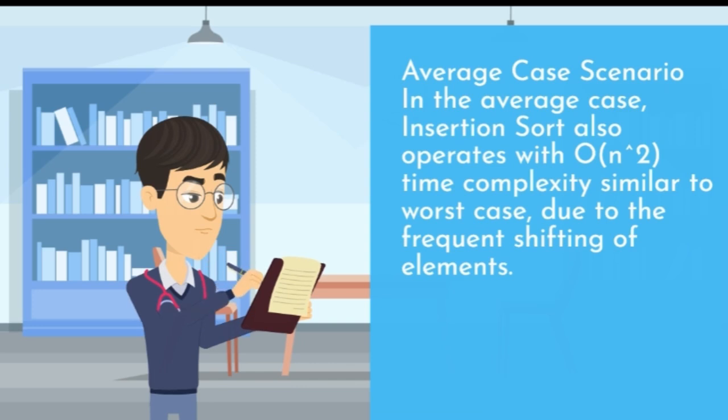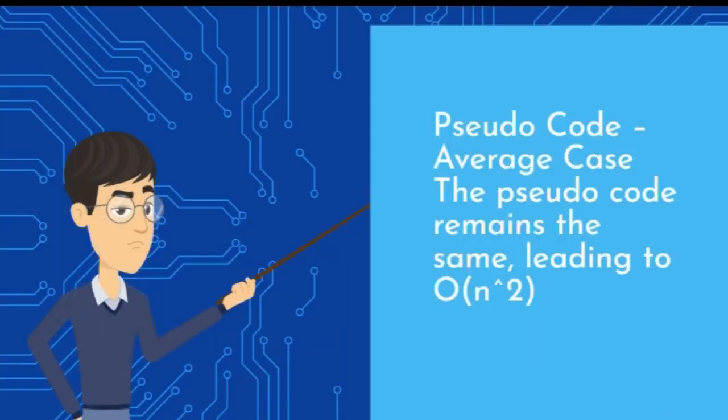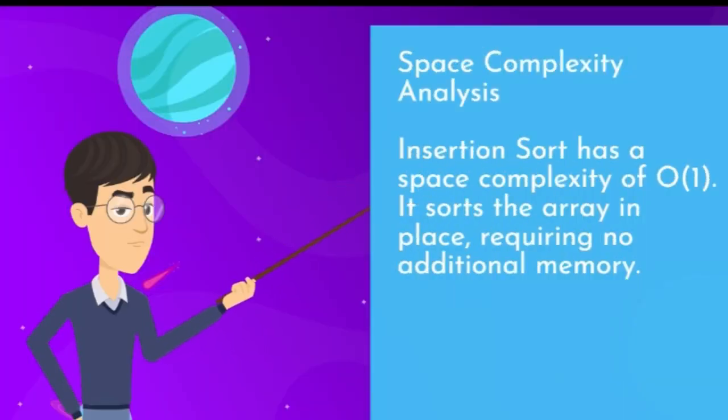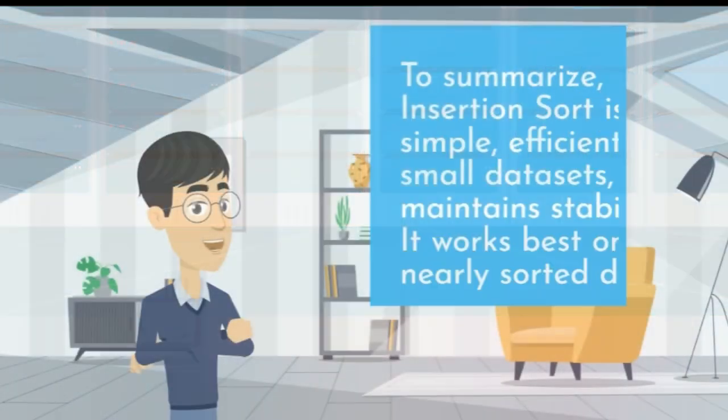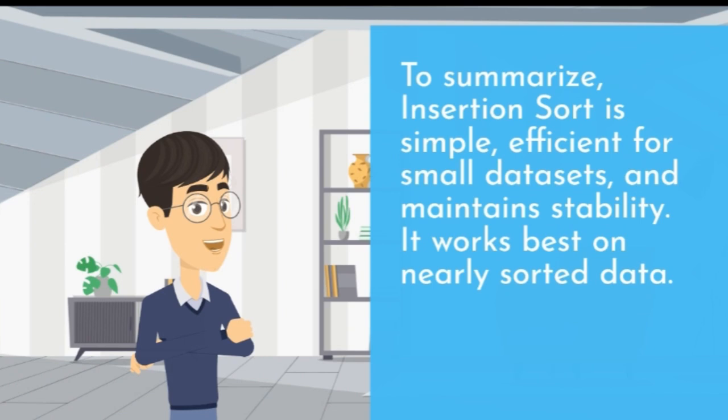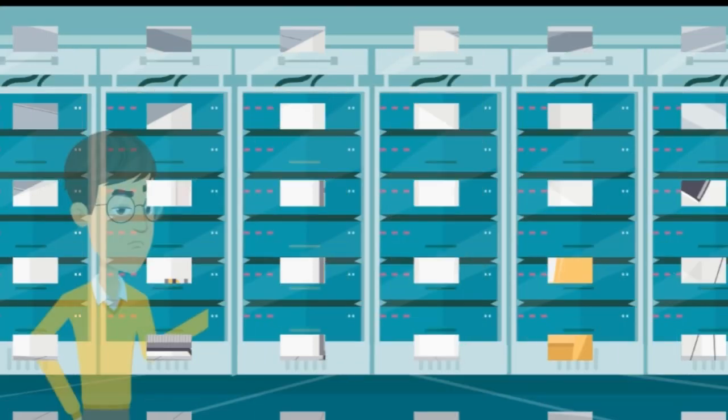In the average case, insertion sort also operates with big O of n squared time complexity, similar to the worst case due to the frequent shifting of elements. The pseudocode remains the same, leading to big O of n squared. Insertion sort has a space complexity of big O of 1. It sorts the array in place, requiring no additional memory. Insertion sort is stable, meaning it maintains the relative order of elements. It is simple, efficient for small datasets, and works best on nearly sorted data.